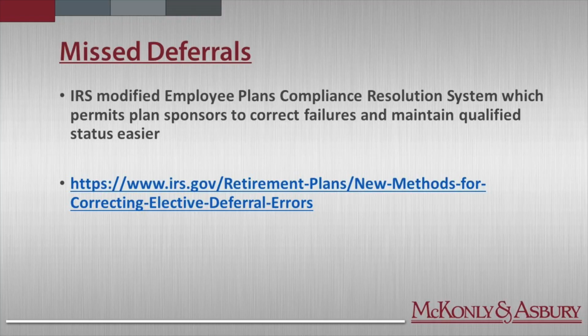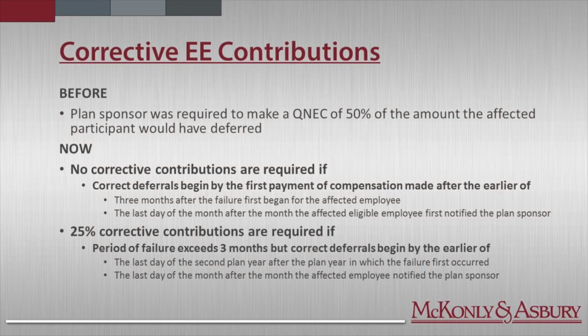So the IRS has an Employee Plans Compliance Resolution System that allows the plan sponsor to correct mistakes like this. And we have the link there in the slides as well. So they've given some guidance. And before, the process was that the plan sponsor had to make a qualified non-elective contribution of 50% of the amount that the participant lost the opportunity on. So let's say that they wanted to defer 10%. The plan sponsor has to make a contribution of 5% into the plan on behalf of that participant.